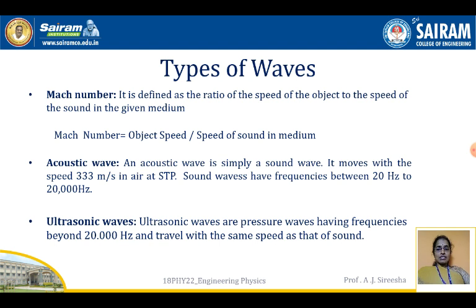Next is ultrasonic waves. Ultrasonic waves are the pressure waves having frequencies beyond 20,000 Hz, and these ultrasonic waves travel with the same speed as that of the sound. Since these waves have frequencies of more than 20,000 Hz, they cannot be heard by human beings. Only dogs can detect these ultrasonic waves.